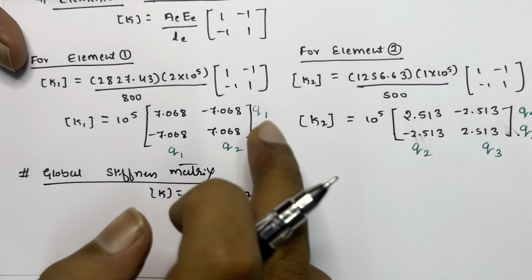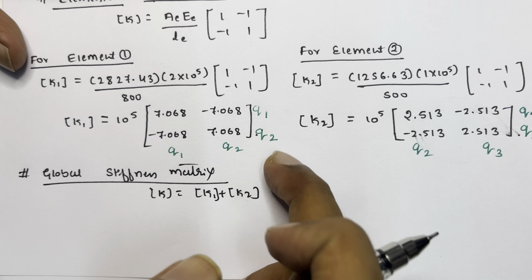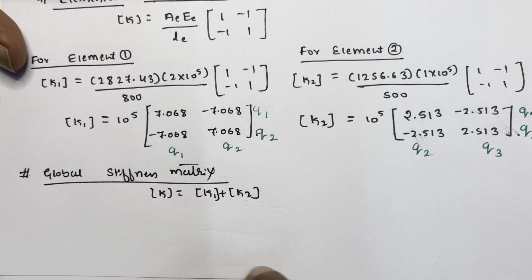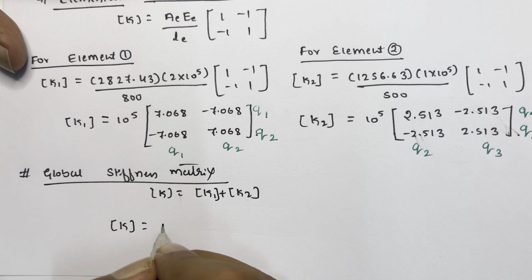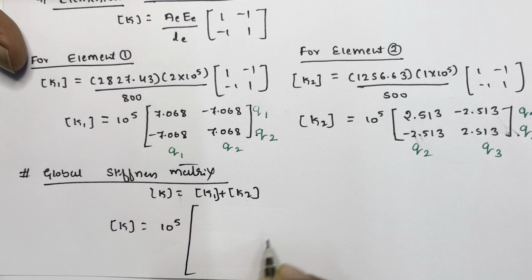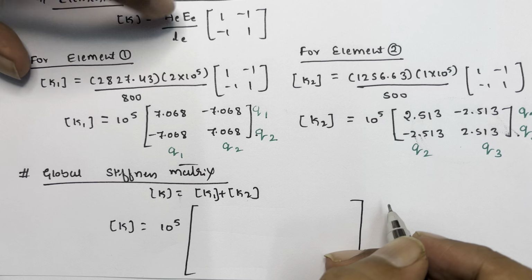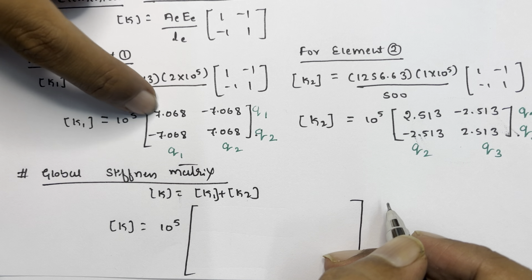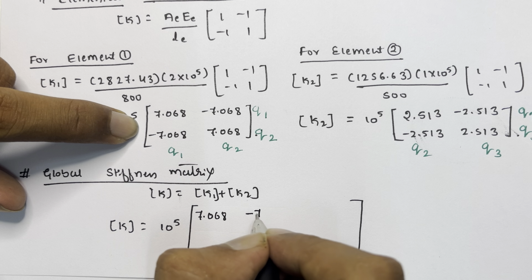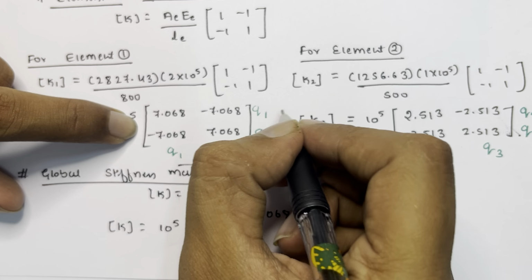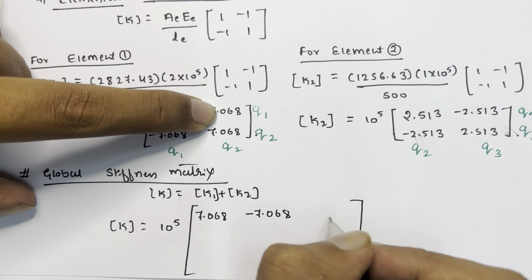Okay, so as here we have 3 nodes, so 3 displacement values Q1, Q2, Q3. Here we'll get 3 rows and 3 columns, that is K is equal to, the common factor is 10 raised to 5. Here the first row is related to only Q1, so this row is for only Q1. I will write 7.068, minus 7.068. Here this is Q1, this is Q2. Here in this Q3 we don't have any Q1 value, so it is 0.